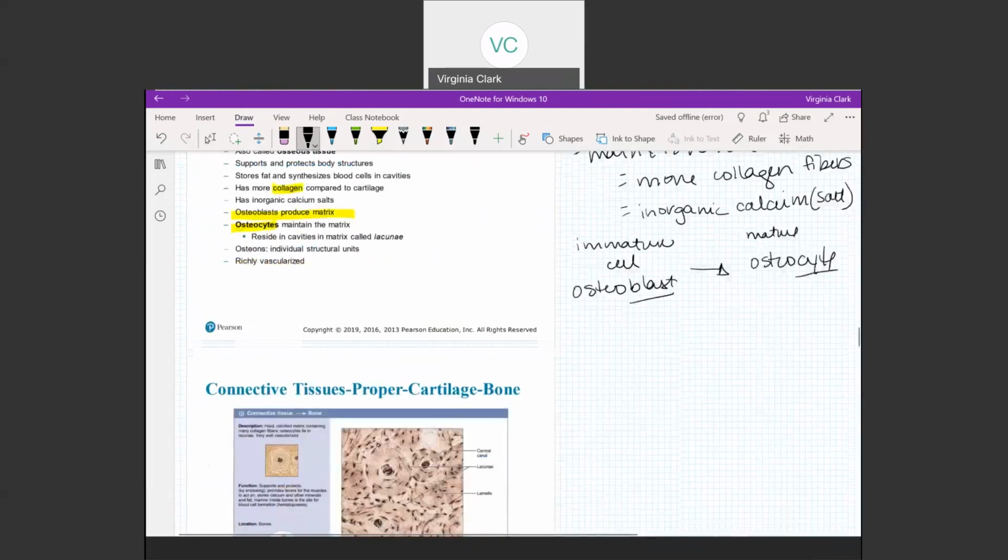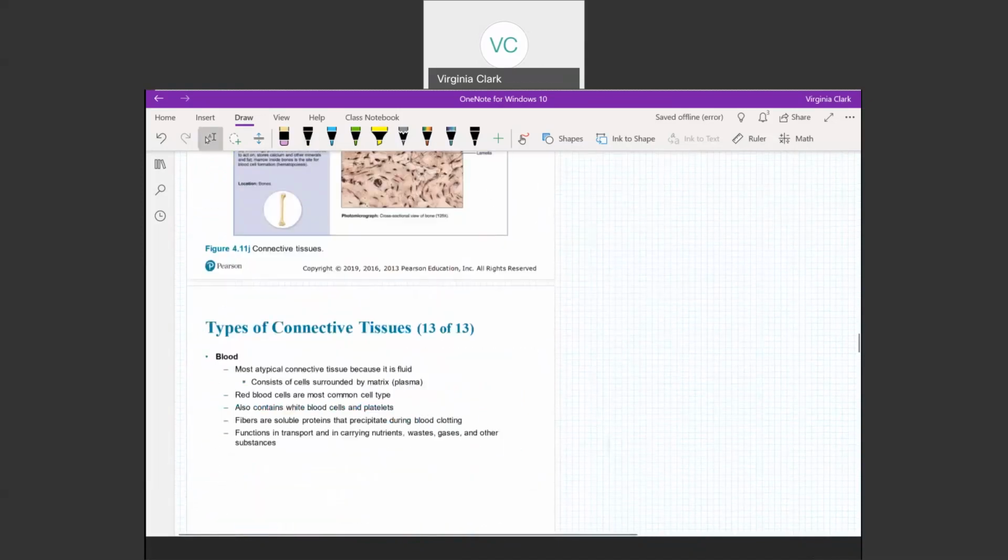Another factor about this is that it is highly vascularized. There is a lot of blood supply to your bone tissue. It doesn't seem like it, but there is.